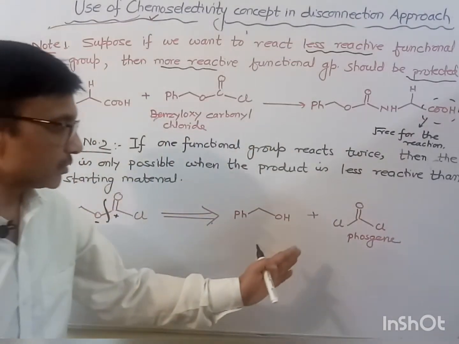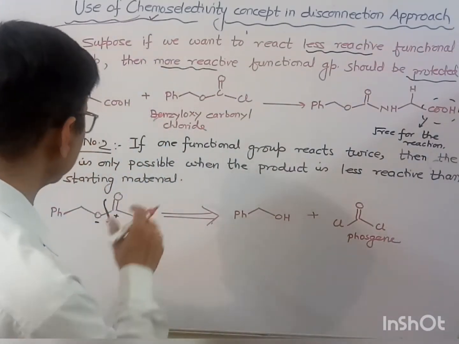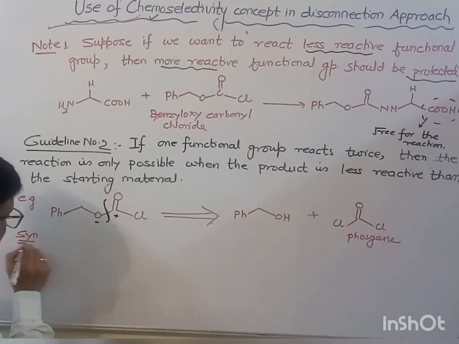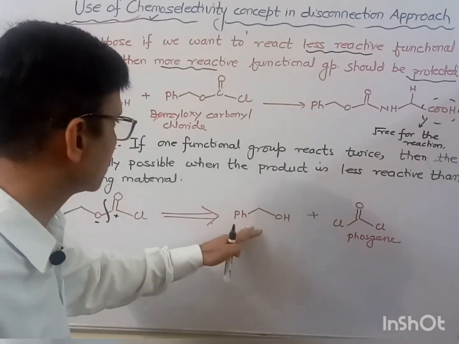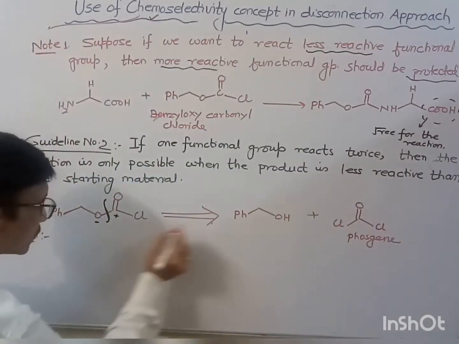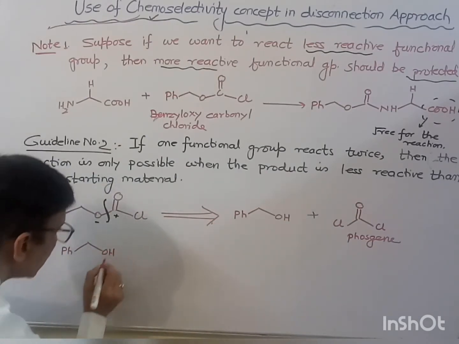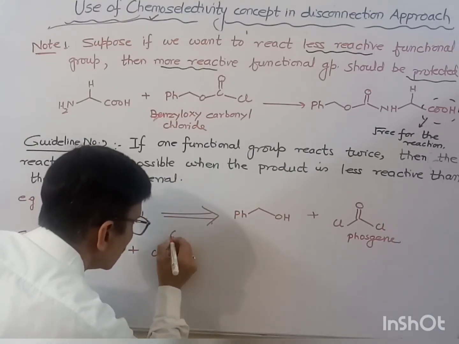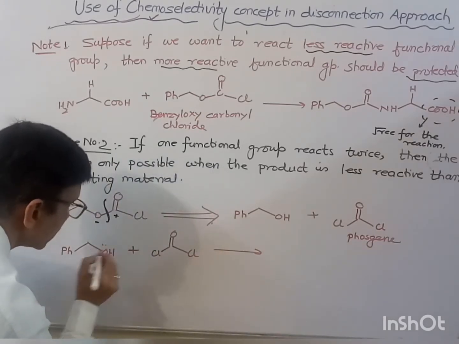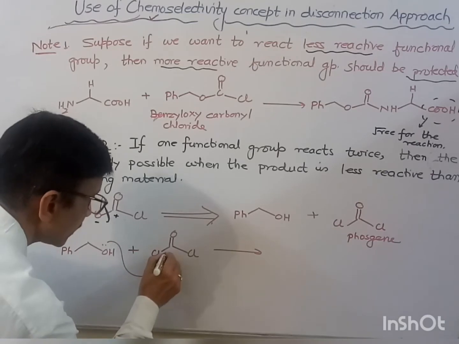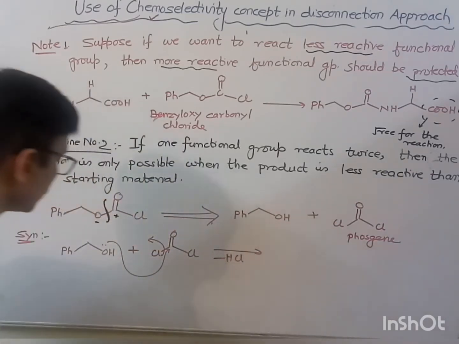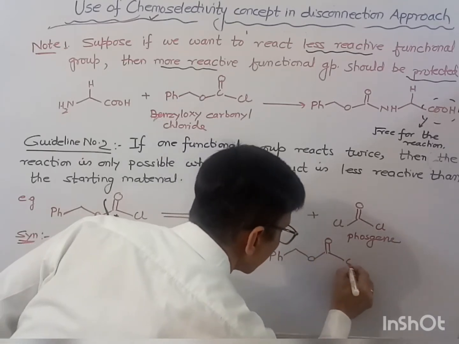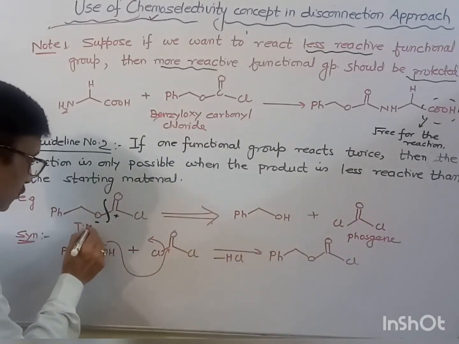Now if I write the synthesis, you will see the use of this guideline in the synthesis part. Suppose this is your target. This is the reactant molecule having one functional group. It will react with your phosgene. No doubt this will act as a nucleophile and attack over here, and HCl will get removed, and we get this target molecule.